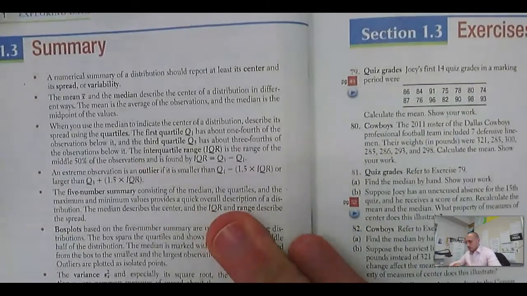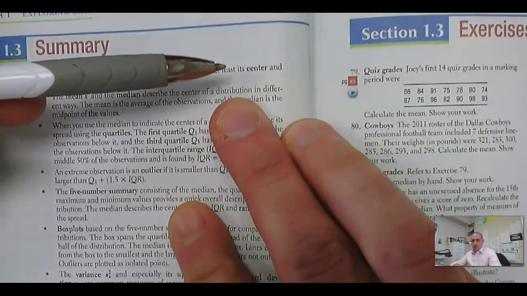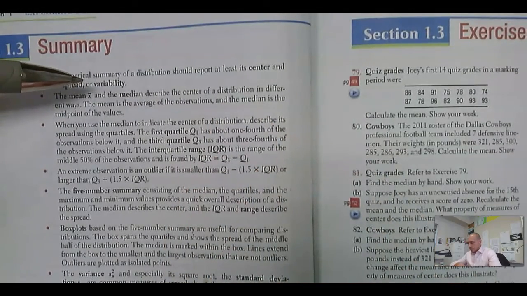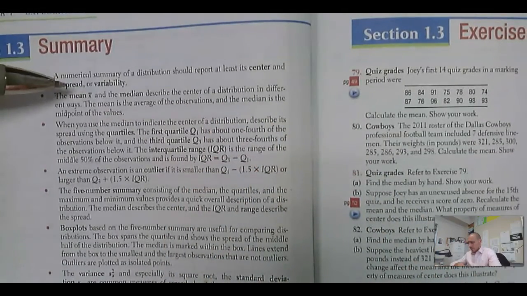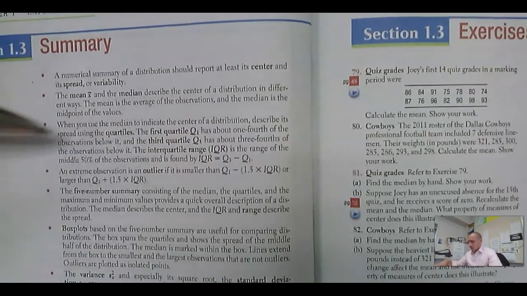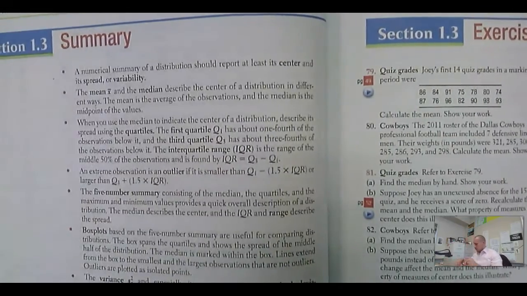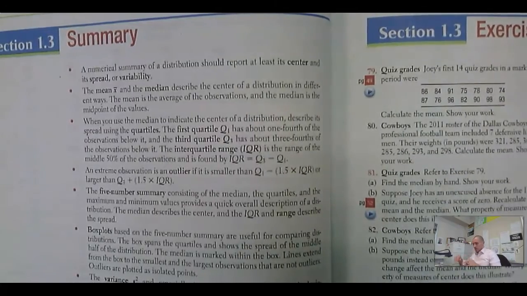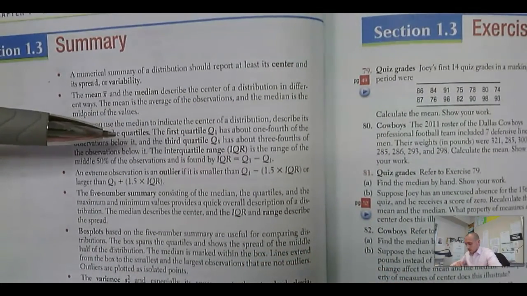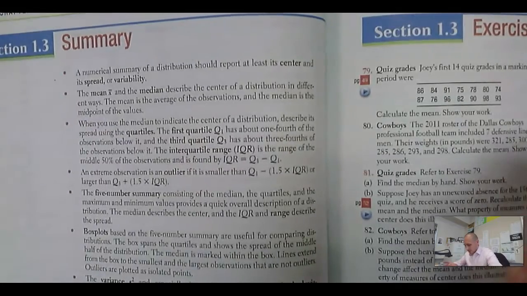So, summary. We just dug deeper on center, shape, and variability. For center, you have two ways to measure it, mean and median. With the quartiles, there are a couple of different ways you can measure your variability. You can measure it using IQR, standard deviation, or range. We hardly ever use range.